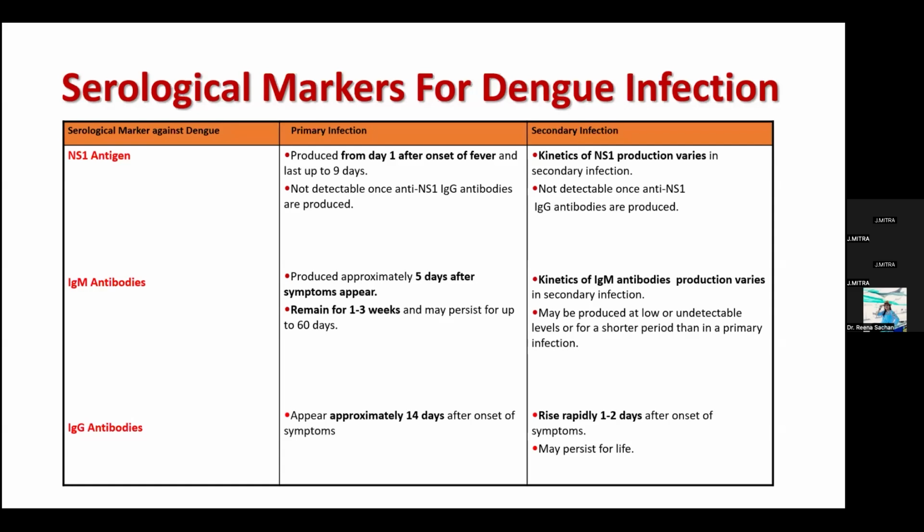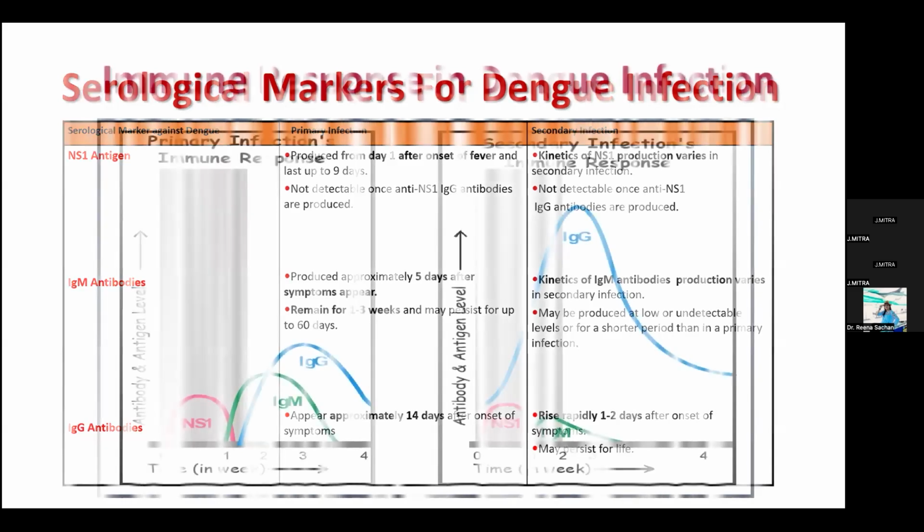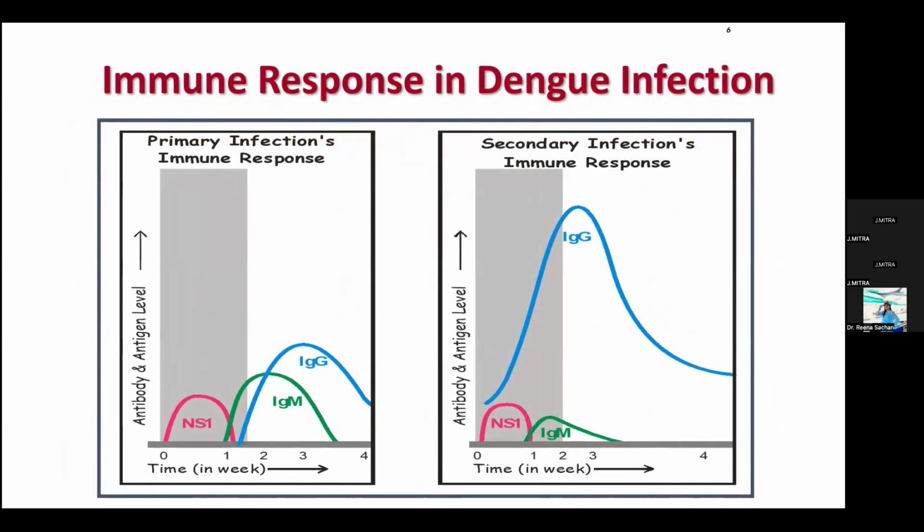In secondary infection, NS1 antigen kinetics show that NS1 production varies as compared to the primary infection. And the kinetics of IgM antibody production also varies in cases of secondary infection, because these are produced for a very shorter duration. That can be seen in this picture: in secondary infection, the IgM antibody titer is very low. The IgG antibodies rise very fast as compared to primary infection, which gives rise to IgG antibodies after 10 to 14 days. Here we see that within 1 or 2 days of the start of symptoms, IgG antibodies start to appear.